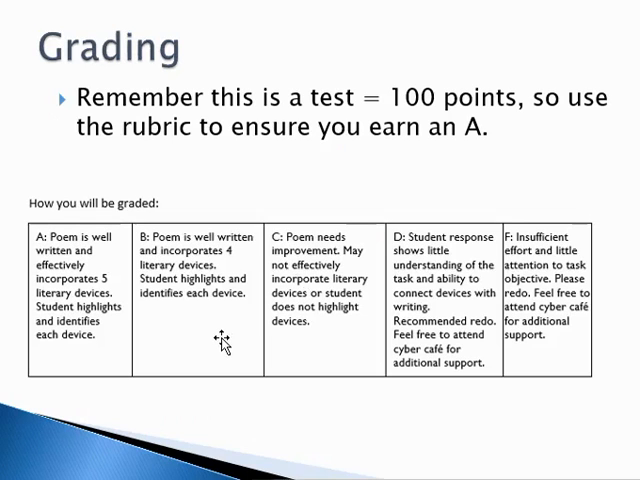C criteria. Now, the poem needs improvement. It may not effectively incorporate literary devices, or the student does not highlight the devices. That's not showing me that you understand how to integrate devices or identify them.